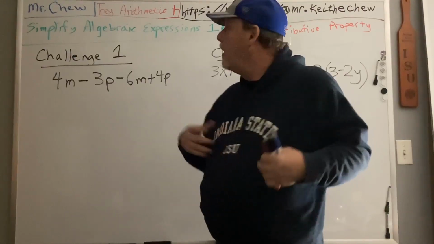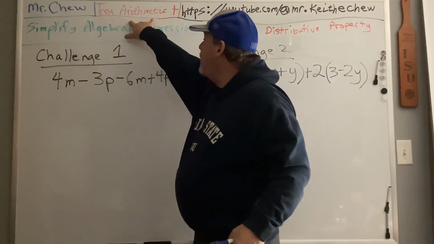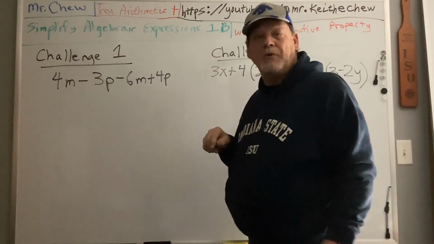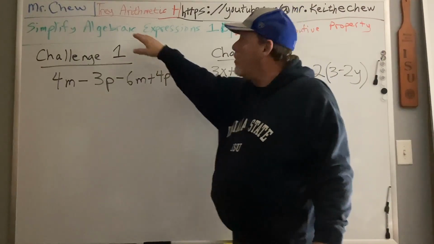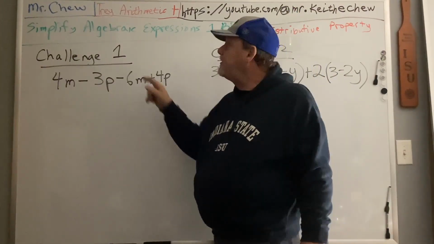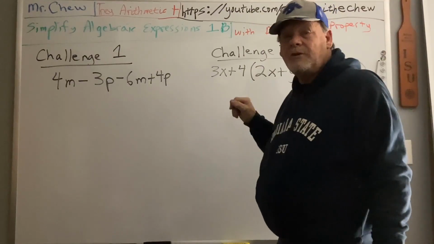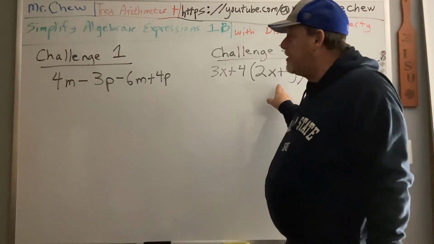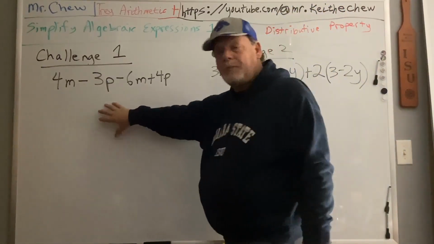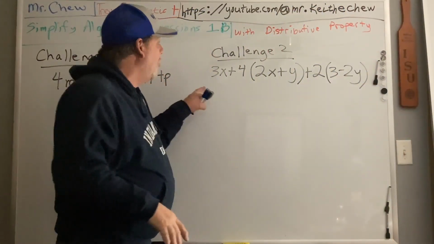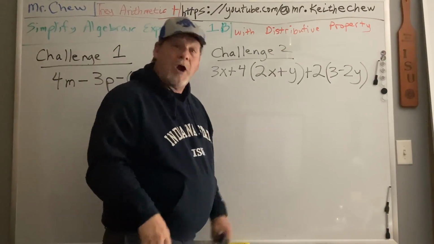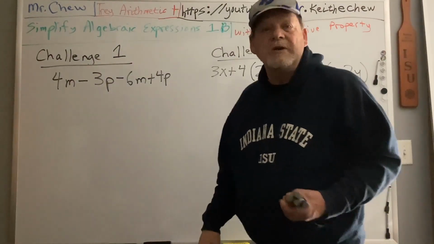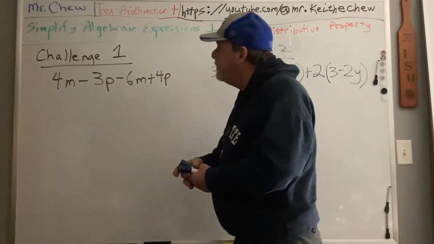This is Tray Arithmetic Plus, a little bit of pre-algebra. We were talking about simplifying algebraic expressions in an earlier lesson. This is 1A, this is 1B. I have two challenge problems here. This is a simple challenge problem. This one is a little bit harder because you're using the distributive property. Let's work through these and see if you did them correctly.